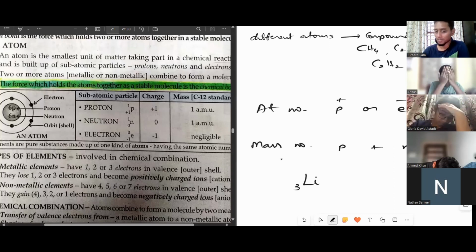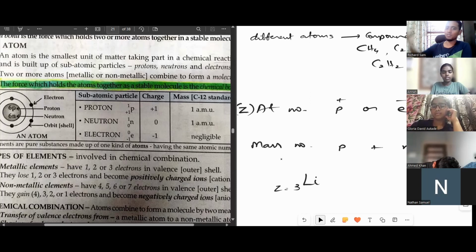Atomic number is represented by which alphabet? Z. So Z is written here, down. That is the atomic number. And mass number, what's the mass number of lithium? It's either double or double plus 1. We have made a table, no? For lithium, it's double plus 1. So 7. So 7 is the mass number, which is represented with A.